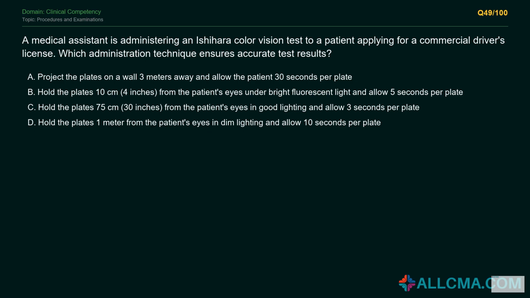Option A. Project the plates on a wall 3 meters away and allow the patient 30 seconds per plate. Option B. Hold the plates 10 centimeters (4 inches) from the patient's eyes under bright fluorescent light and allow 5 seconds per plate. Option C. Hold the plates 75 centimeters (30 inches) from the patient's eyes in good lighting and allow 3 seconds per plate. Option D. Hold the plates 1 meter from the patient's eyes in dim lighting and allow 10 seconds per plate.